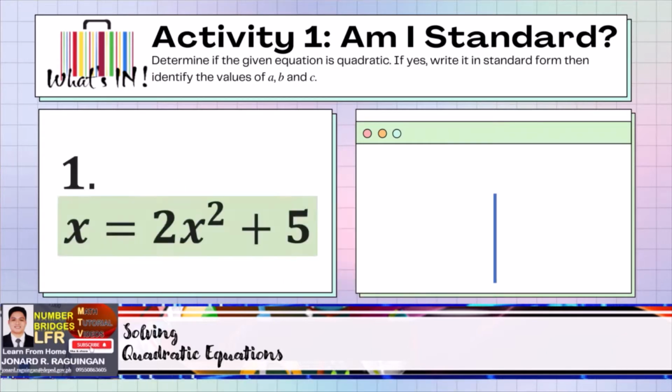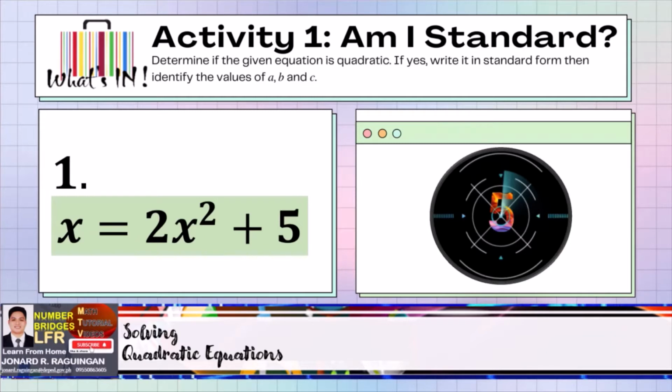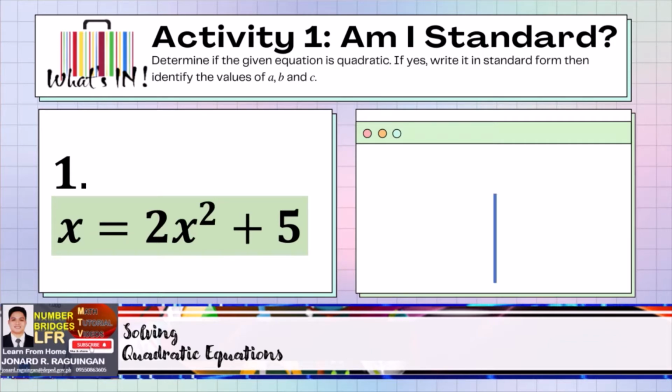For number 1, x is equal to 2x squared plus 5. You have 5 seconds to answer that. Your time starts now. Time up. The correct answer is quadratic. Very good. To determine the standard form of x is equal to 2x squared plus 5, place all the terms into the left side and the right side is just 0.